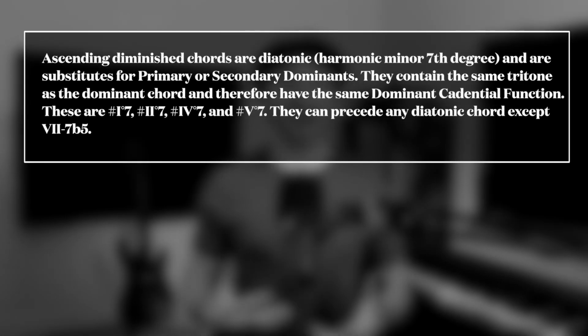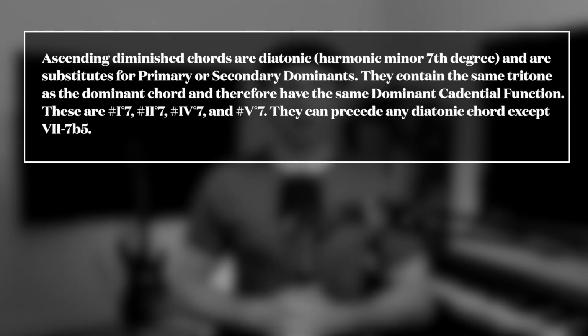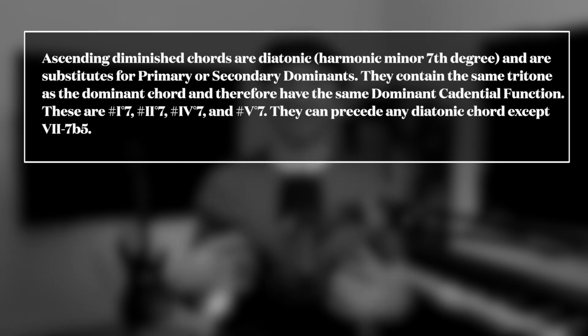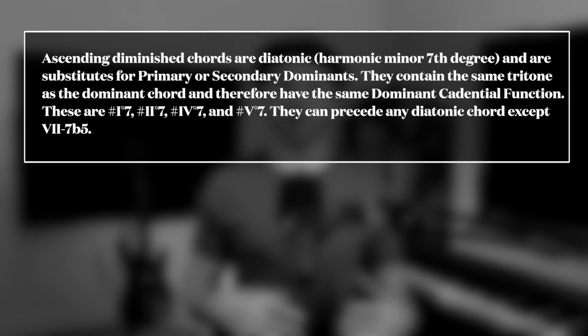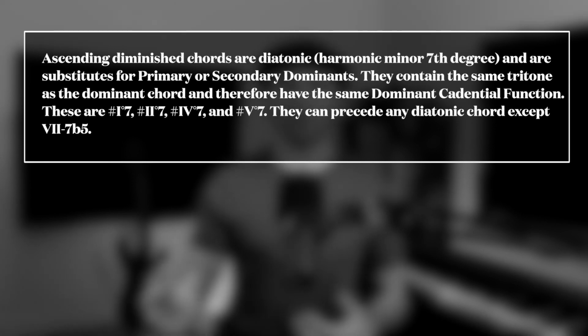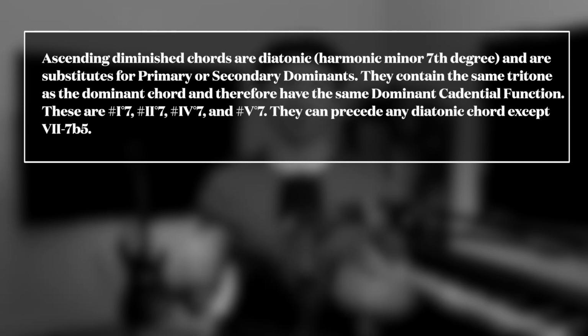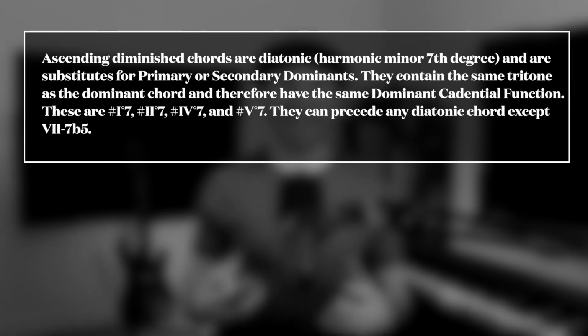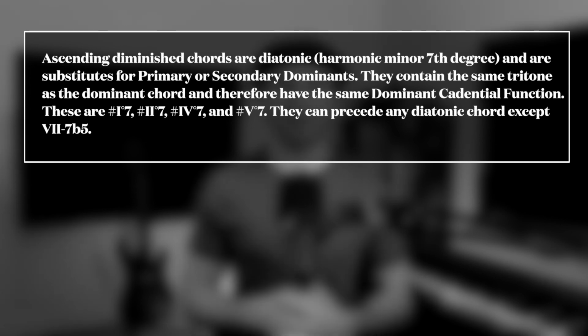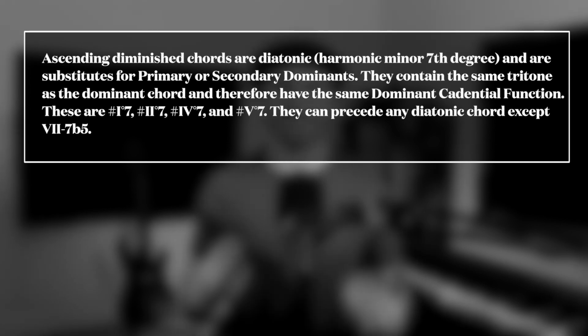which are diatonic and are substitutes for primary or secondary dominants. They contain the same tritone as the dominant chord and therefore have the same dominant cadential function. These are the sharp 1 diminished 7, sharp 2 diminished 7, sharp 4 diminished 7, and the sharp 5 diminished 7. They can precede any diatonic chord except the 7 minor 7 flat 5 because of how unstable it is.